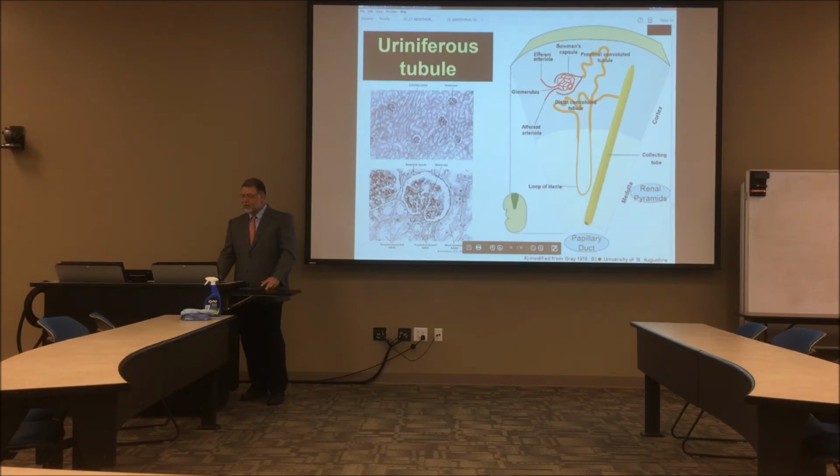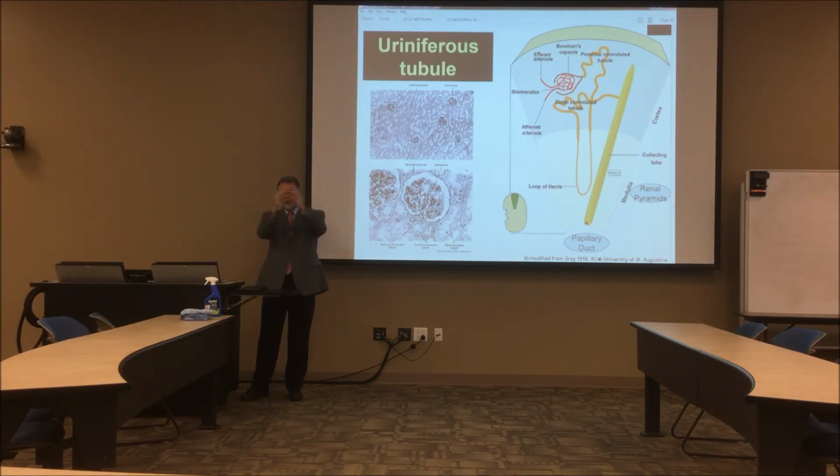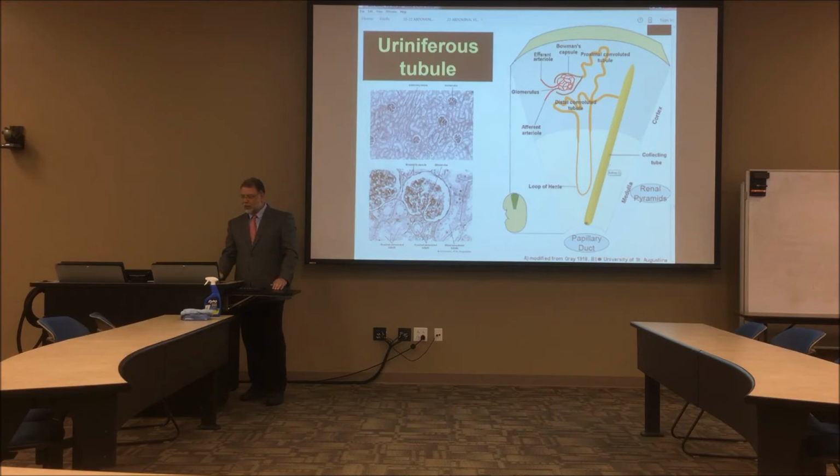The important thing is that most of the process is happening in the cortical side, and just the loop of Henle is in the medulla, and then finally the collecting tube goes from the cortex into the medulla to the papillary duct. And all of this is what forms a renal pyramid. So when you can see the shape of a pyramid, that's why it's called that way.